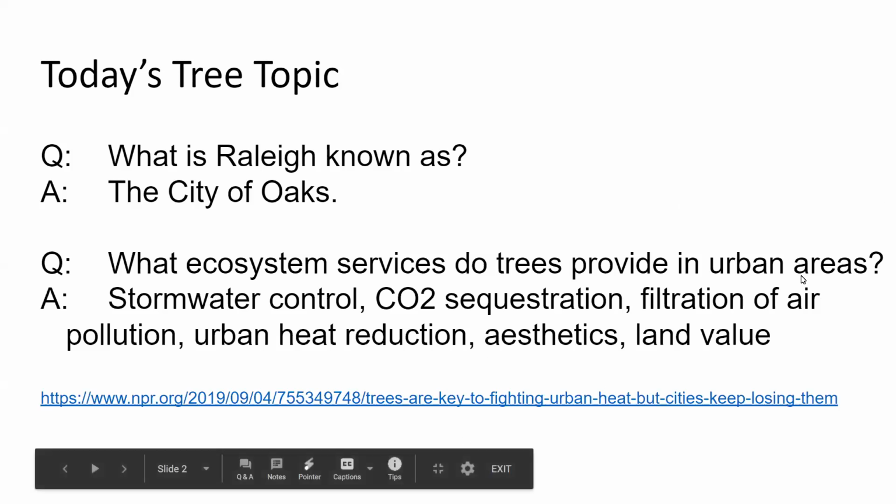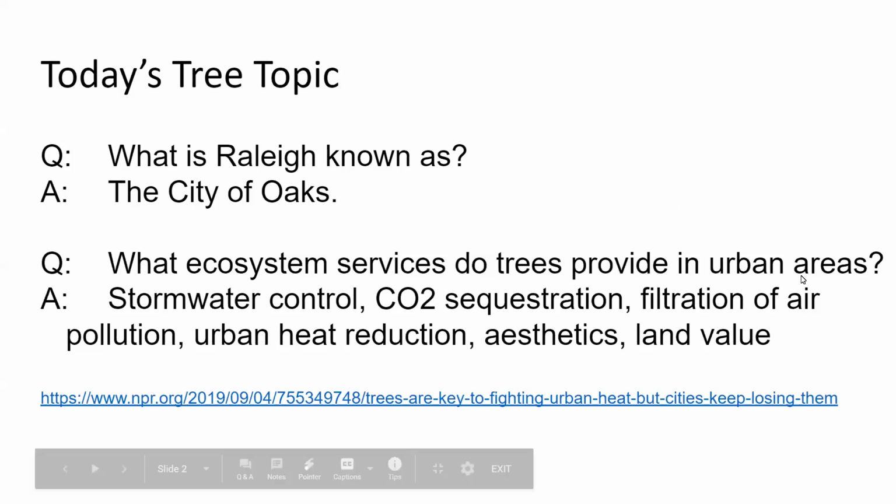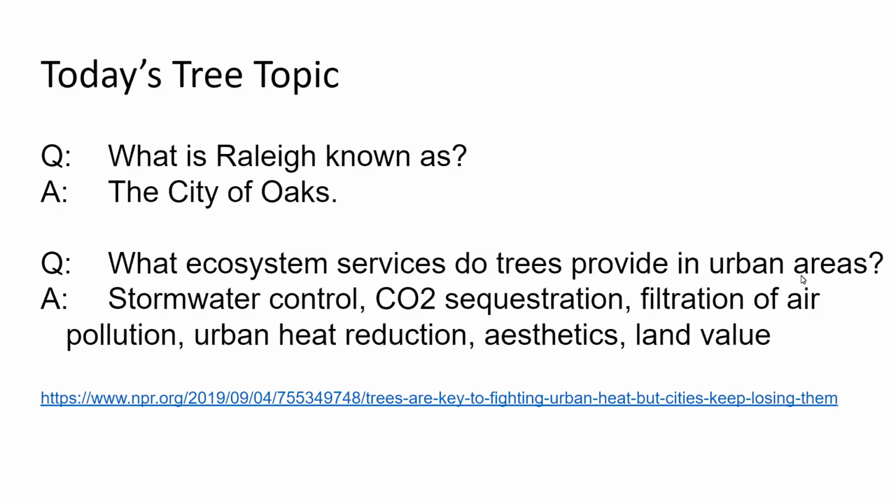There's an article here by NPR last year looking at urban heat islands and correlating the amount of tree cover with income. In studying multiple cities around the United States, they found that the fewer trees there are in urban areas, the lower the income. Let's see if they actually did evaluate Raleigh.